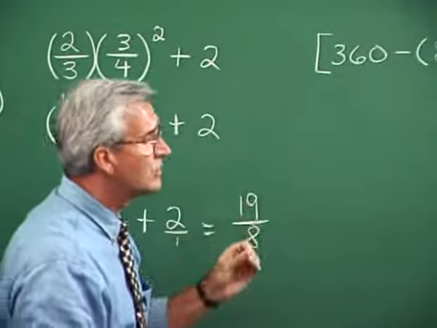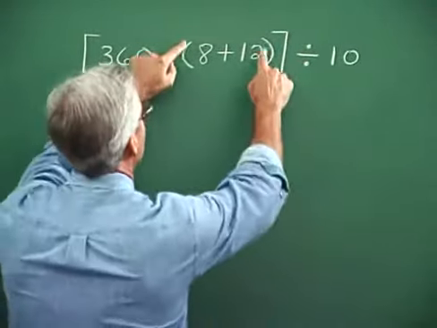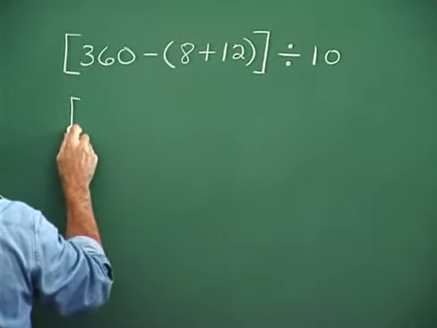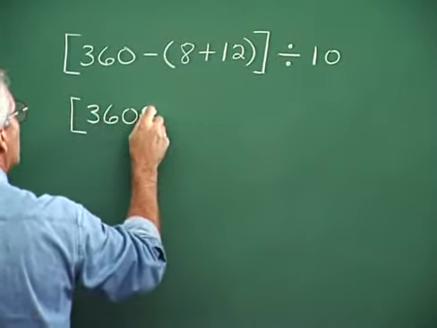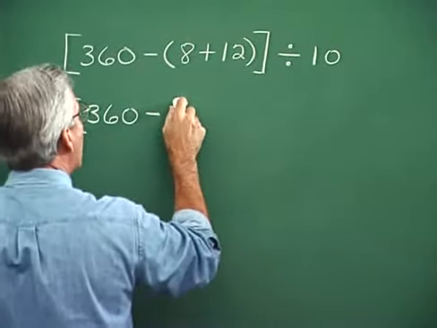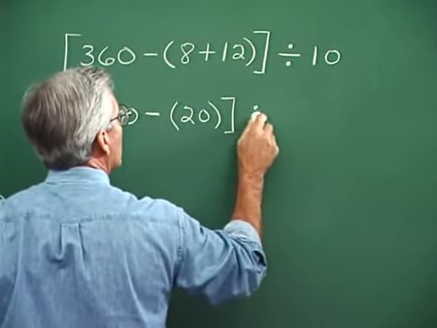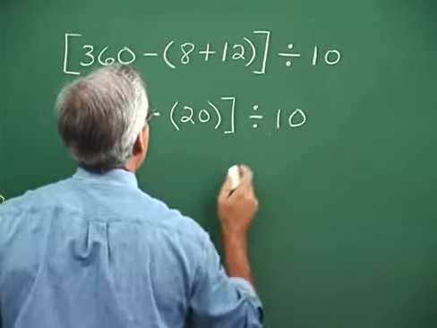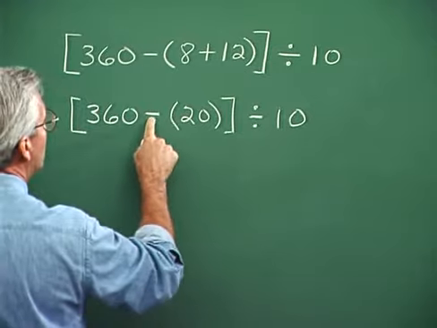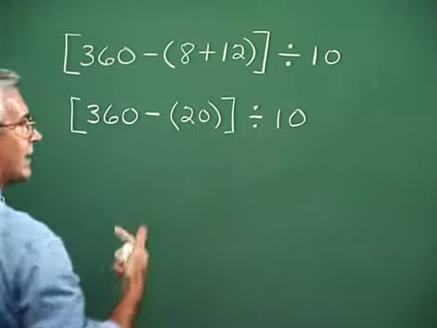Here we have nested symbols of inclusion again, and we work within the innermost symbol. And that's this symbol. So we have 8 plus 12, 20. And we would write 360 minus. Now, I can write this in parenthesis or not. If I write it in parenthesis, it's fine. But do understand that to take care of the parenthesis, it means to multiply, and we're multiplying by negative understood 1. Negative 1 times 20 is negative 20.